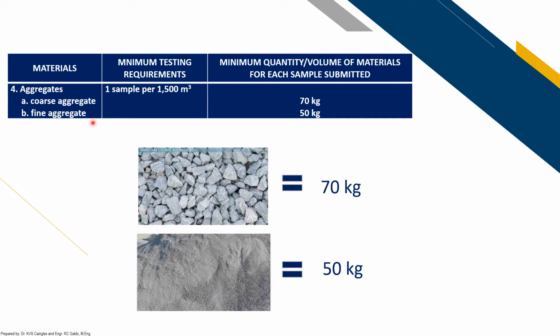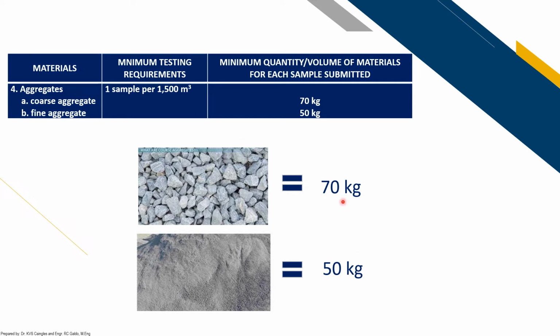Now second, the next material is the aggregate. For both coarse and fine aggregates, the minimum test requirement is that you obtain one sample per 1,500 cubic meter. The quantity per sample differs for coarse and fine. If you deal with coarse, you obtain one sample per 1,500 cubic meter, and one sample corresponds to 70 kilogram. And if you deal with fine aggregate, for example, it is 50 kg per 1,500 cubic meter.